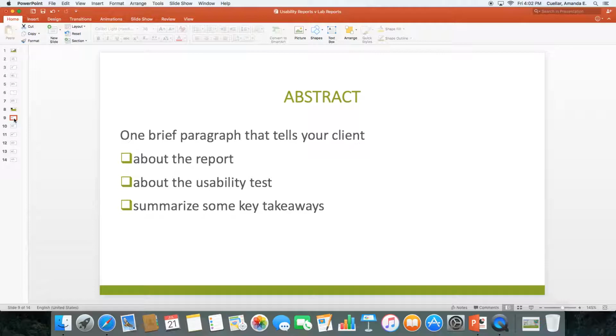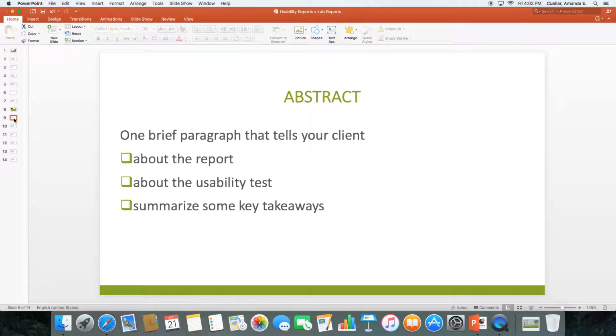We did not review abstracts for lab reports, but some lab reports do include abstracts, and your usability report is required to include an abstract. Your abstract should only be one brief paragraph in length, telling your client what is included in the report, what the test performed was, and some key takeaways.